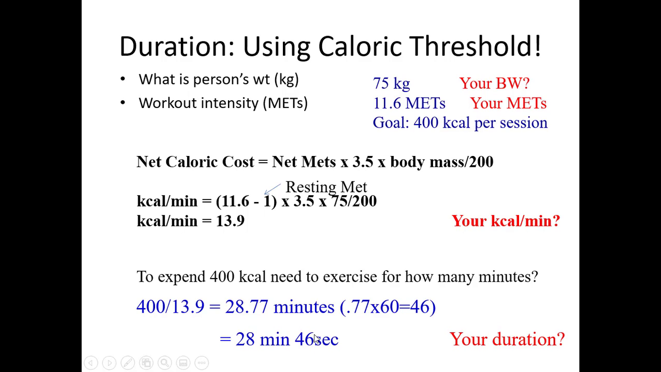So how about pausing the video? Please calculate your kilocalories per minute. Be careful, this is net METs. Don't forget minus 1. And another one: after you calculate kilocalories per minute, because your session is 400 kilocalories, 400 divided by this number shows your duration. I want you to show your time as a decimal number of minutes as well as minutes and seconds. Yeah, go ahead.